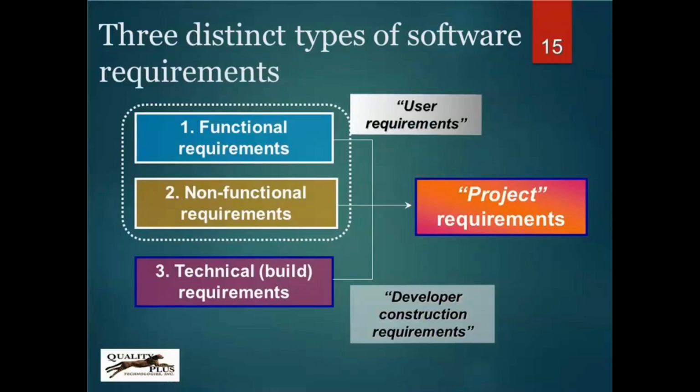So the first two, the functional requirements and my non-functional requirements, really formulate my user requirements. My technical build requirements are the things that my Java, my .NET, my Oracle, what I'm going to do on the project. Those are really my developer construction requirements, and all of those together formulate my project requirements.